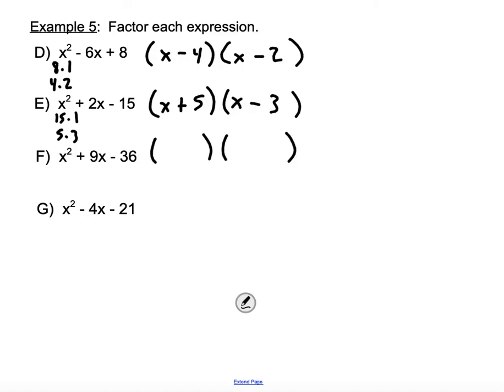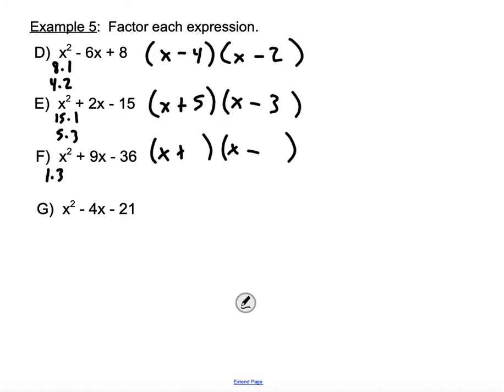All right, letter F. What multiplies to give me x squared? What multiplies to give me negative 36 and adds to give me 9? So start thinking through that. It needs to be a plus and a minus because you've got a negative there. The larger number has to be a positive because the middle term is a positive 9. So think through your numbers there.